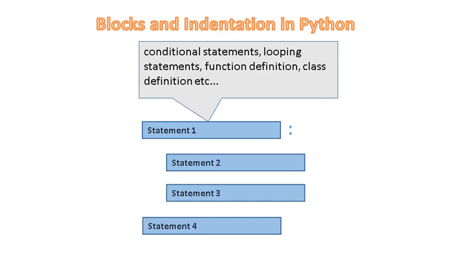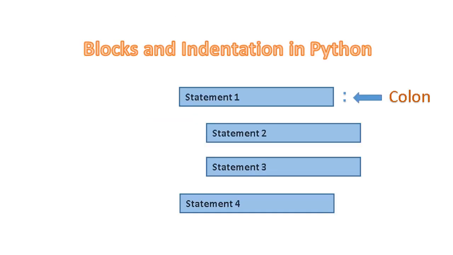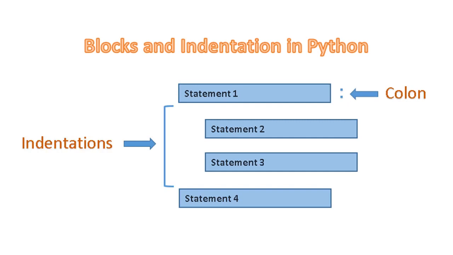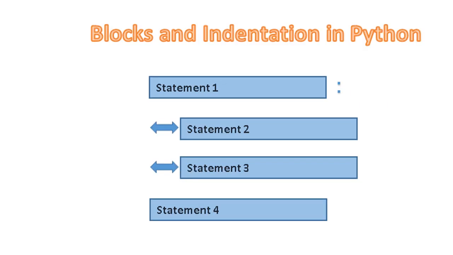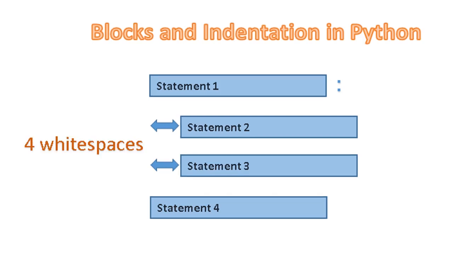A block of statements is written after the conditional statements, looping statements, function definition, class definition, etc. A block of code starts from the symbol colon, and within a block each line starts with indentation followed by a statement. In general, for indentation, we don't have a specific number of white spaces, but as per Python standard, 4 white spaces are used for indentation.